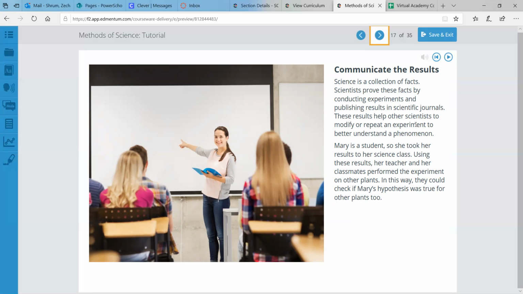And other scientists are able to modify or repeat an experiment so they can better understand the phenomenon. And in this example, Mary tells her class about it, and so they are able to test their hypothesis as well. And the more you test, the stronger your argument and conclusion becomes.